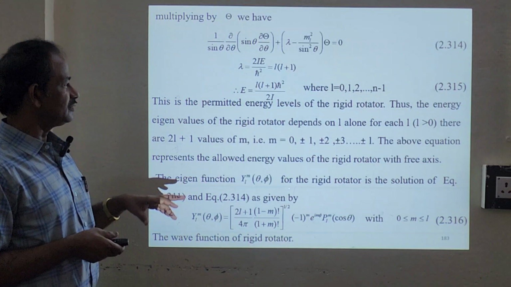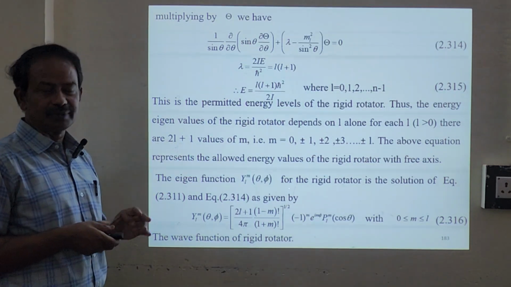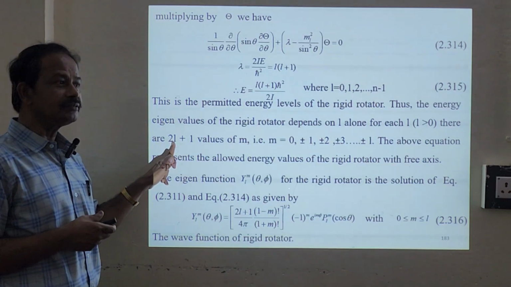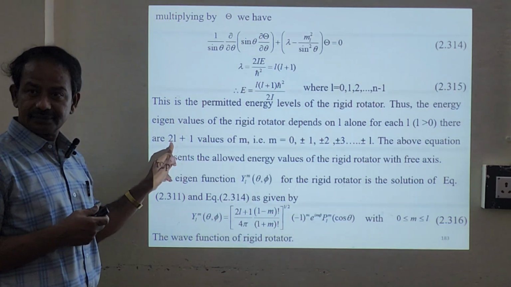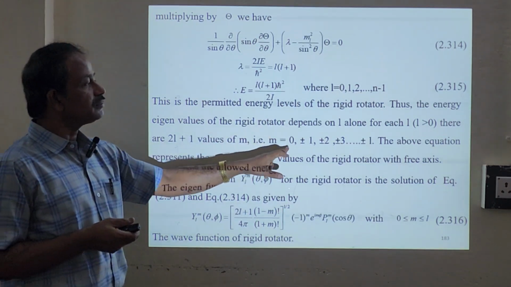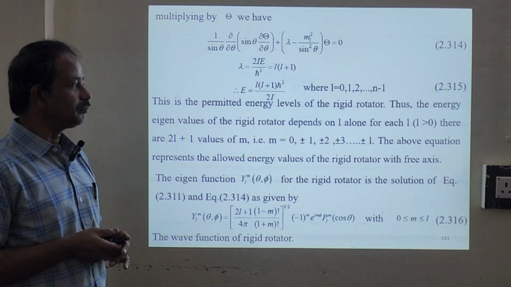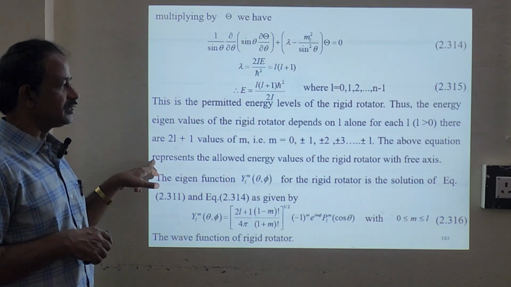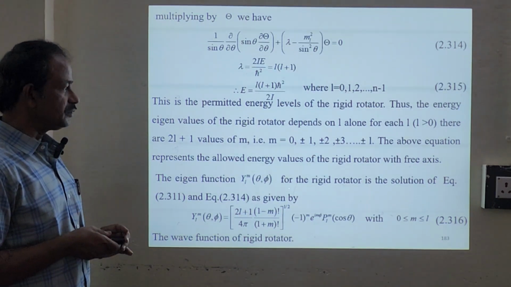For each L greater than 0, there are 2L plus 1 values. Suppose L equals 1, we will have 3 values of M. So M equals 0, plus or minus 1, plus or minus 2, plus or minus 3, and so on. The above equation represents the allowed energy values of the rigid rotator with free axis.